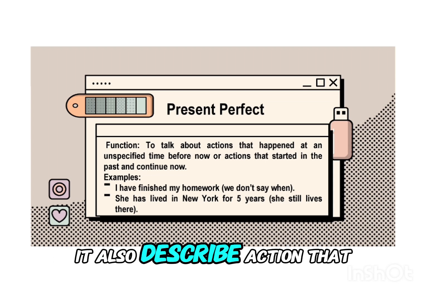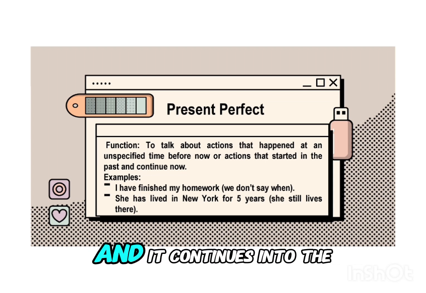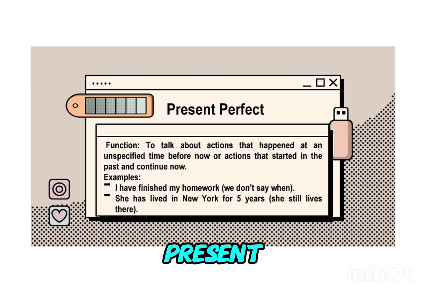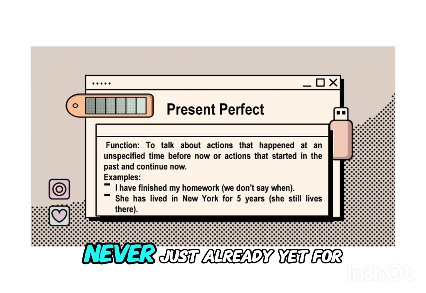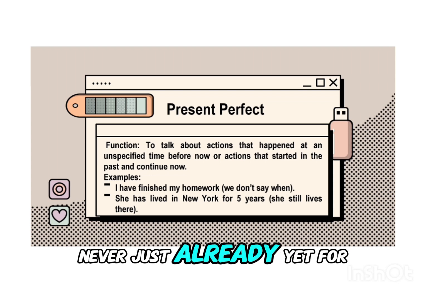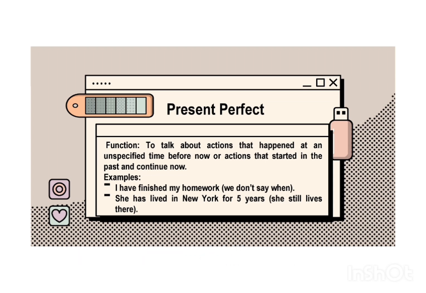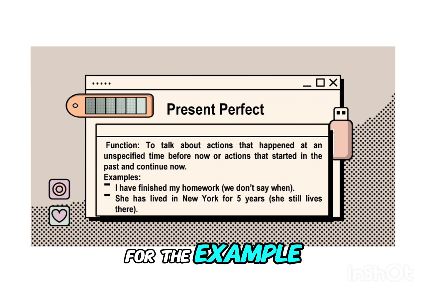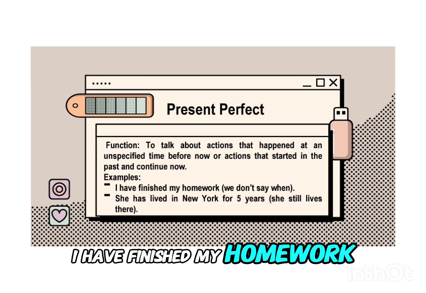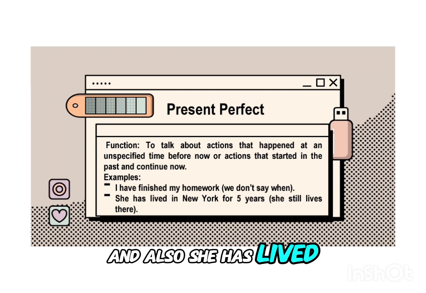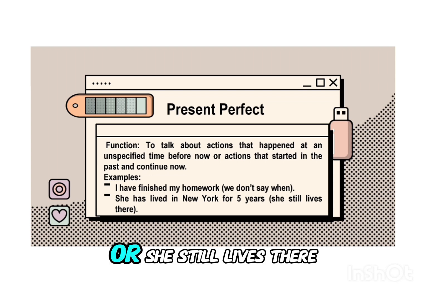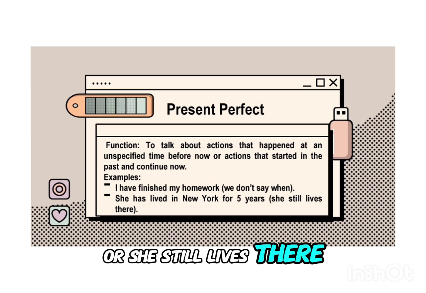It also describes actions that started in the past and continue into the present, and is often used with words like ever, never, just, already, yet, for, since. For example, I have finished my homework, where we don't say when. And also, she has lived in New York for 5 years, and she still lives there.